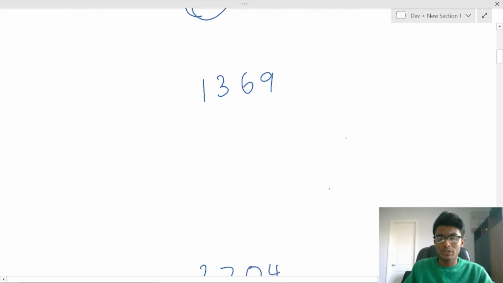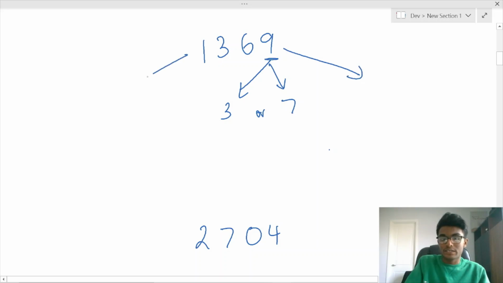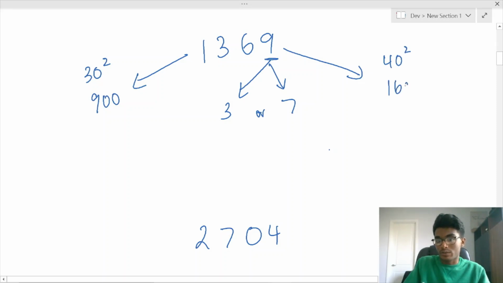Let's try a few more examples. Let's say we have 1369. Ending 9, meaning it has to be 3 or 7. Next, let's consider the two limits. I know it's going to be between 30 squared, 900, and 40 squared, 1600. So between 30 and 40, is the number 33 or 37? This number is much closer to 1600 than 900. So the answer is 37.